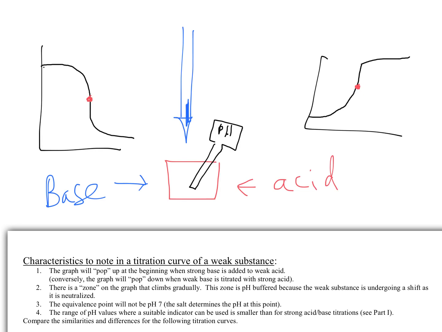The equivalence point will not be at a pH of 7 if we're using a weak substance, because our salt will determine the pH, and if we're using a weak substance, its salt will have an effect. The range of pH values where a suitable indicator can be used is small, because the changes in pH are going to be a little bit more gradual than the strict shape that was given to us with a strong.